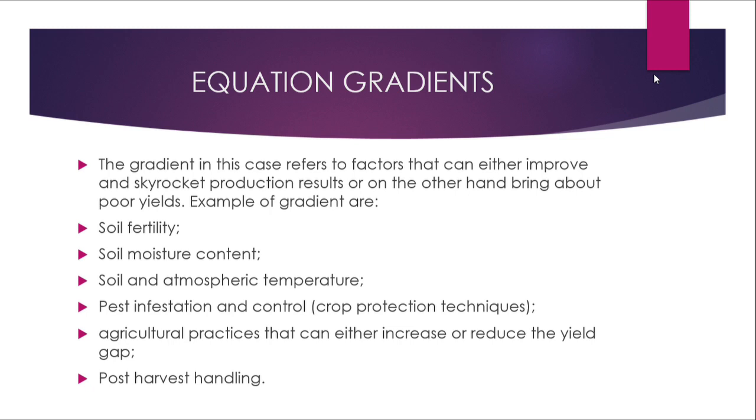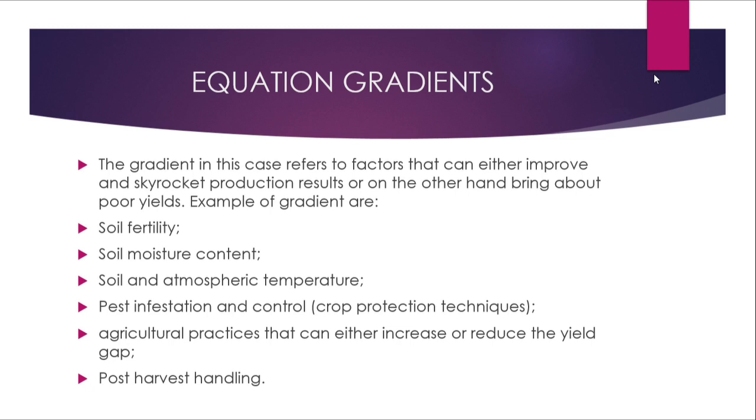Pest infestation and control, that is, crop protection techniques. When you have a good farmland, you have done tractorization, harrowing, irrigating, you have invested deep into it, but pests just invade your farm. What happens? So that is a gradient as well. It determines whether you will get results or not.